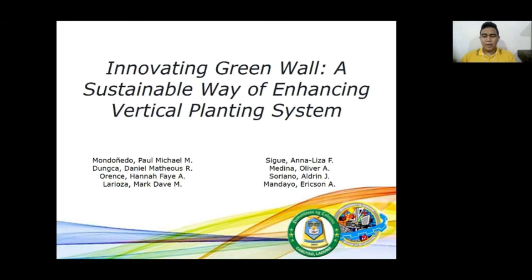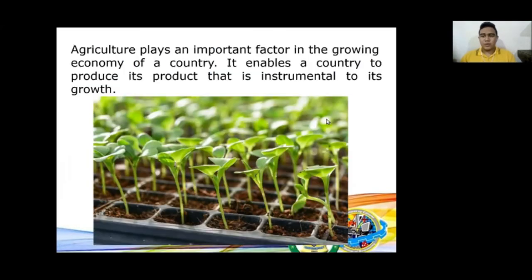We are paper number 126 with the research entitled Innovating Green Wall, a Sustainable Way of Enhancing the Vertical Planting System. I am Daniel Matthews, and here with me are my fellow co-authors, Paul Michael, Hannah Faye, Mark Dave, Engineer Annalisa, Engineer Oliver, Engineer Aldrin, and Engineer Erickson.